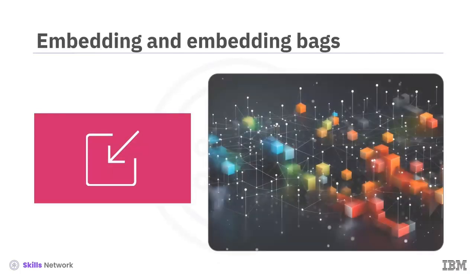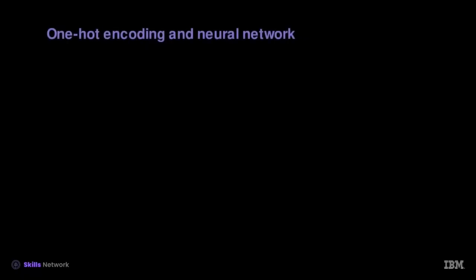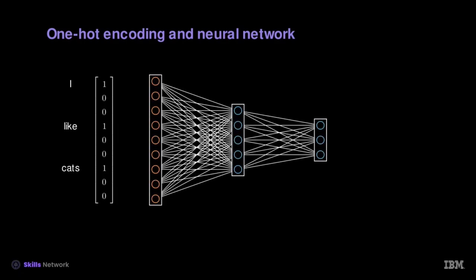Let's look at embedding and embedding bags. Consider a neural network used to classify the previous sentences about cats, dogs, or hippos. You input the bag of words vector and select the output value with the highest association for cats. You'll understand how the embedding and embedding bag layers can effectively replace this initial linear layer.